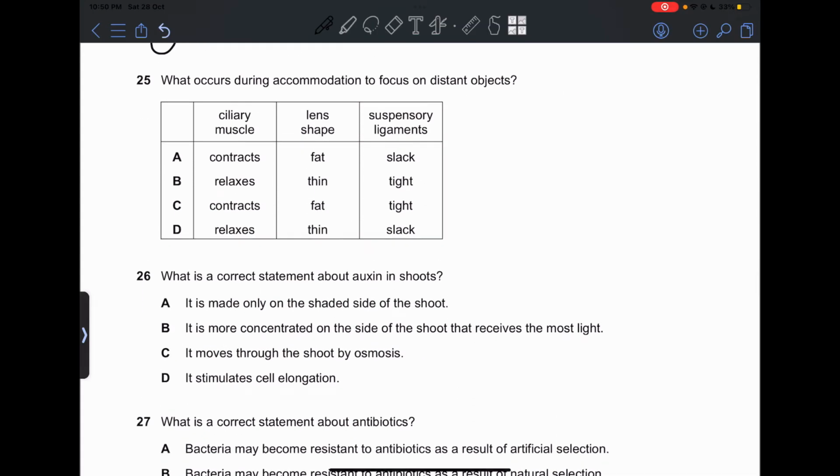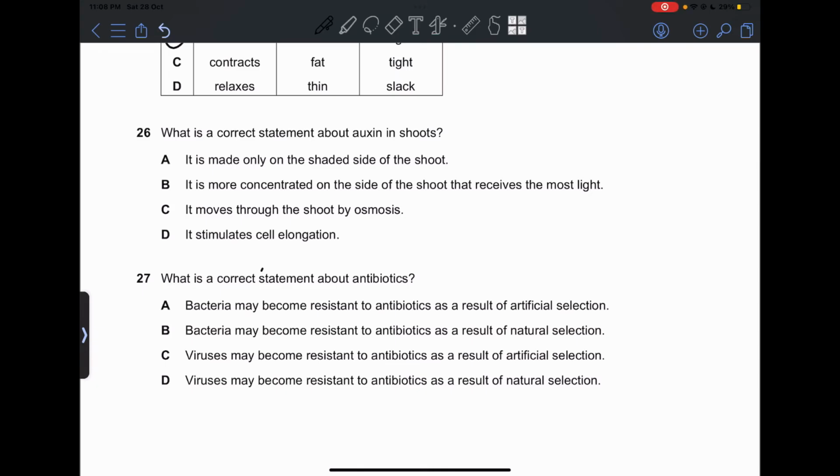25. What occurs during accommodation to focus on distant objects? Actually, the ciliary muscles relax, the lens shape is thin, and the suspensory ligaments are tight. So our answer is going to be B. 26. What is the correct statement about auxin in shoots?